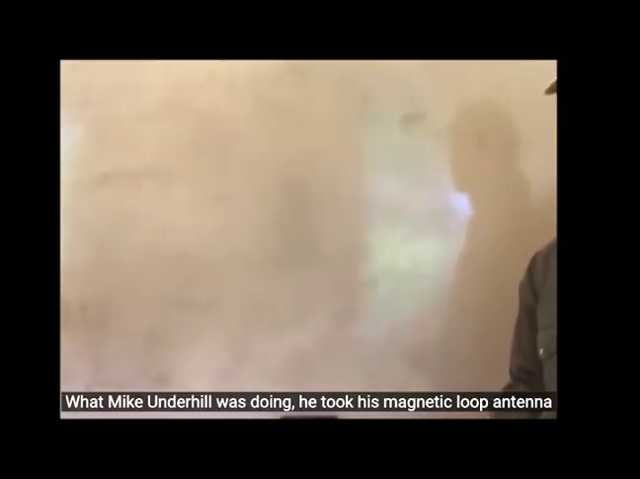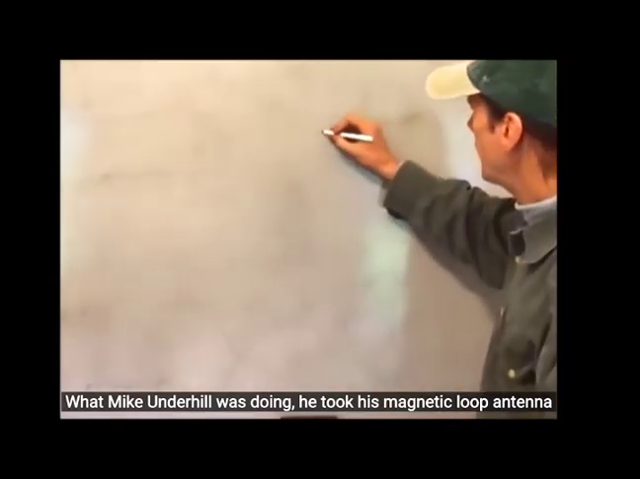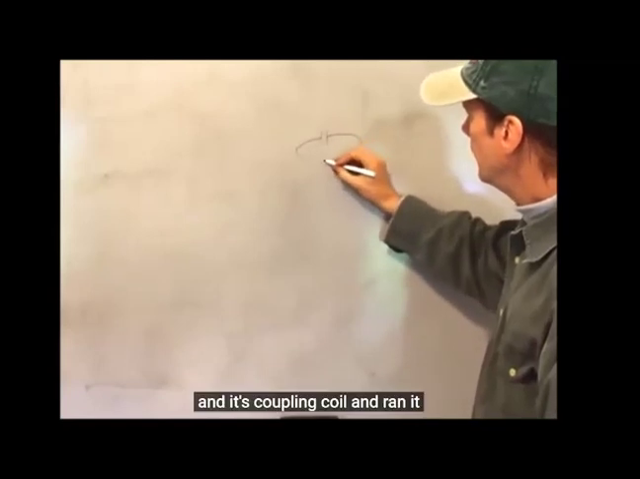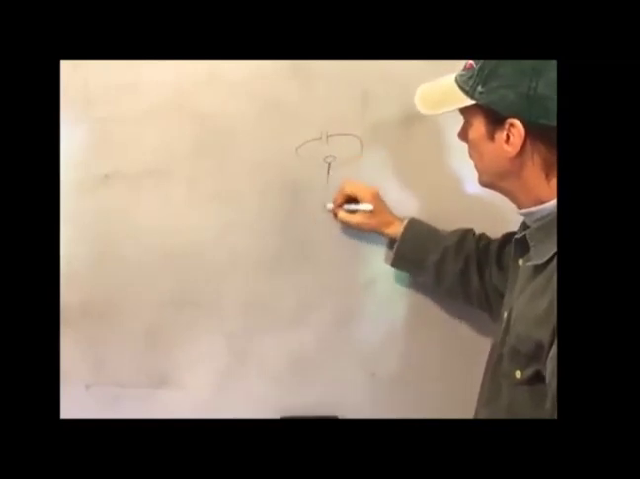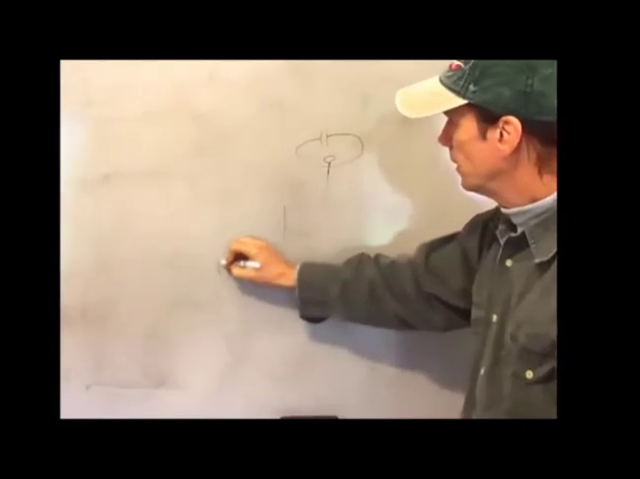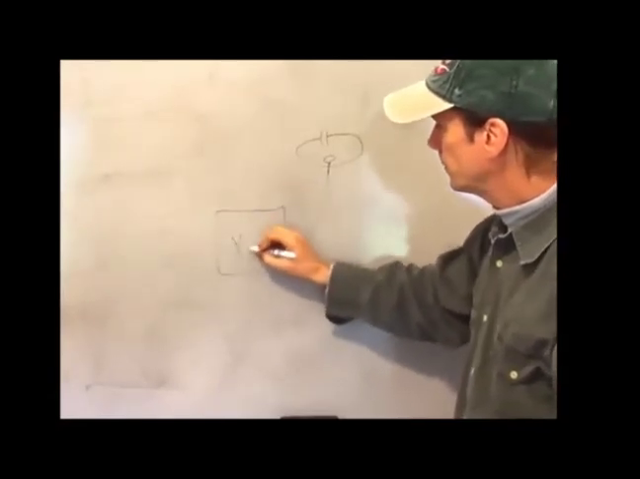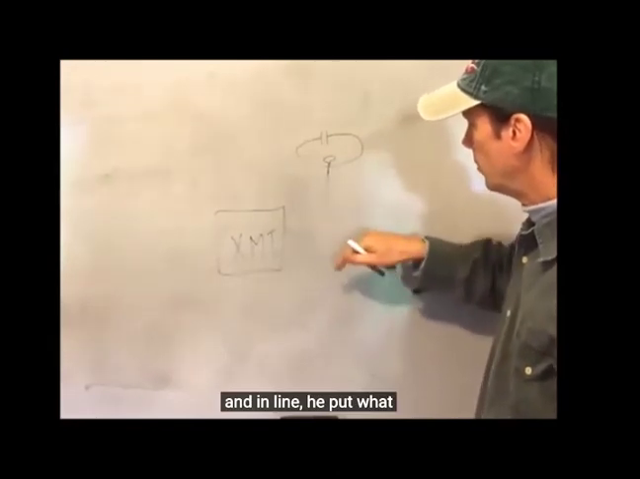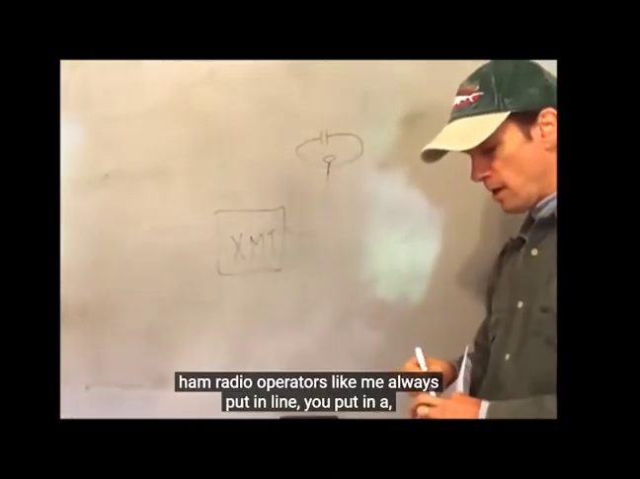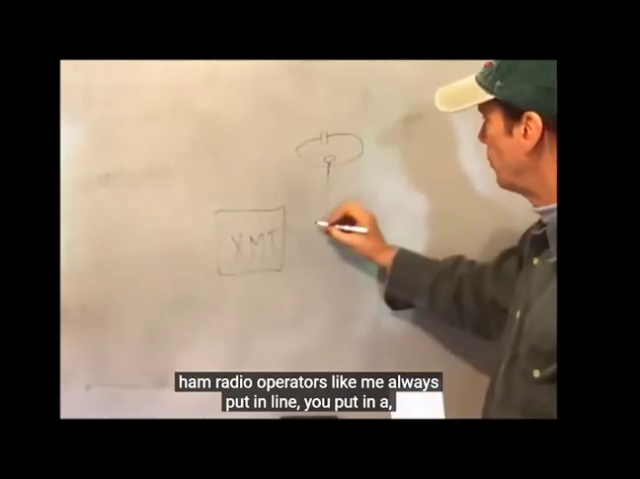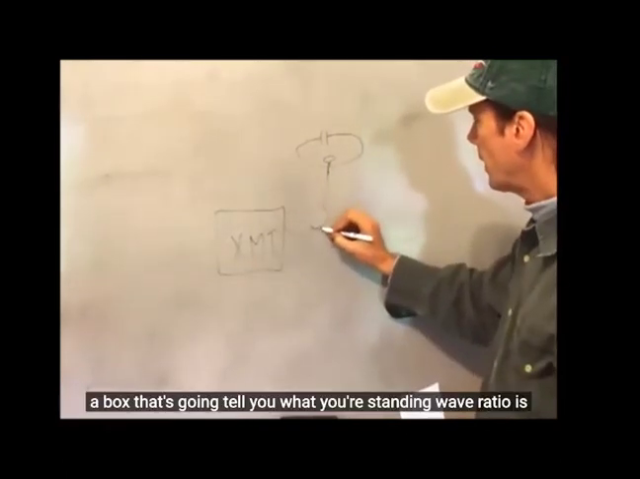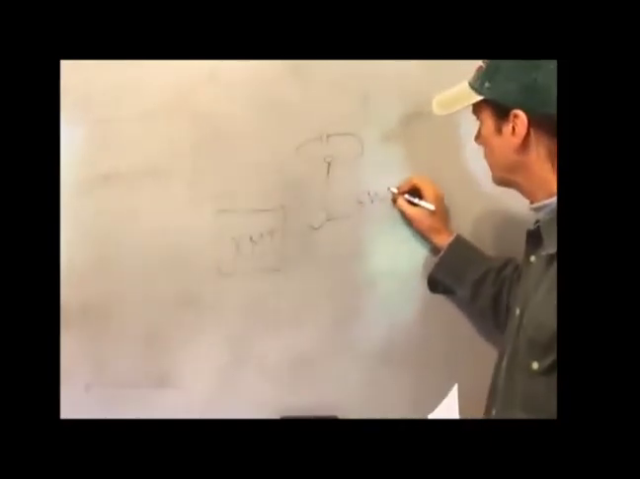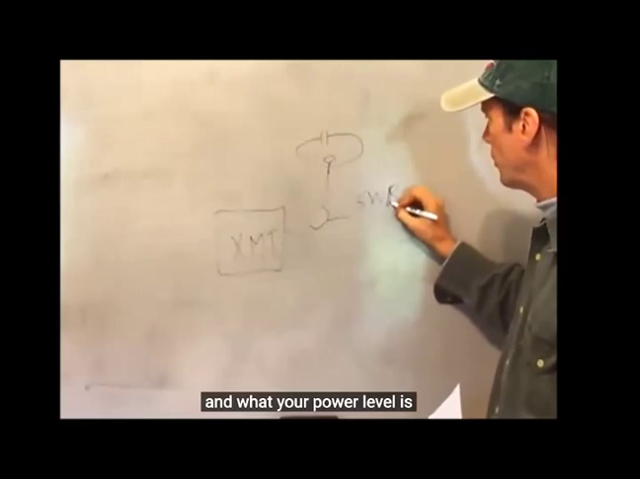What Mike Underhill was doing, he took his magnetic loop antenna and his coupling coil and ran it to his transmitter, and in line he put what ham radio operators like me always put in line. You put in a box that's going to tell you what your standing wave ratio is and what your power level.